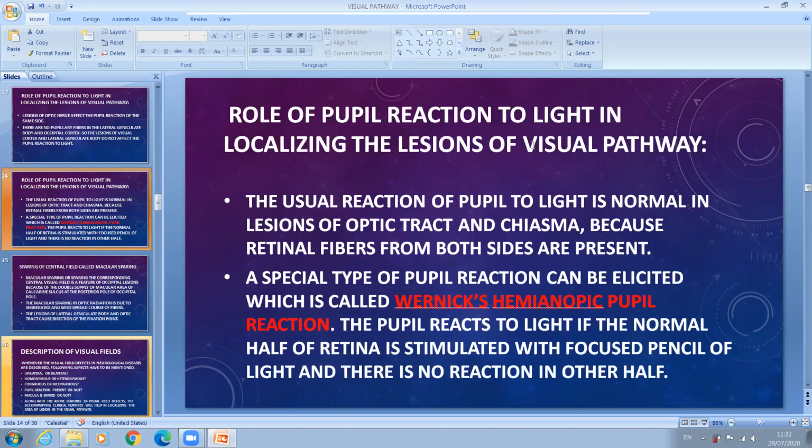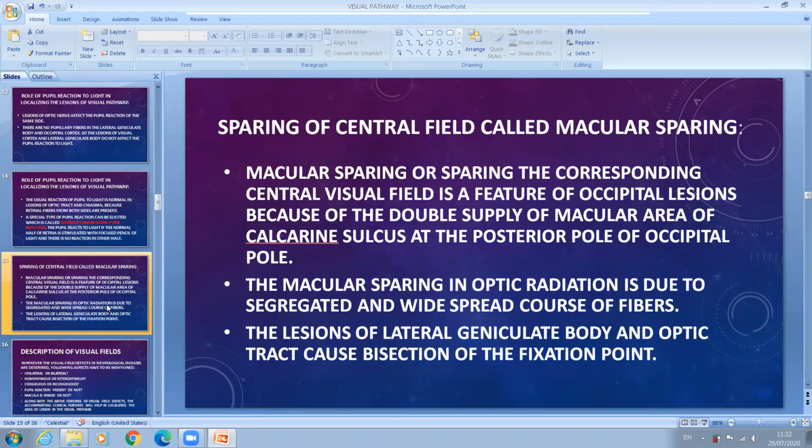There's a very important and fancy name given to the pupil reaction in cases of the optic tract, because half of the optic tract is from one side and half is from the other side. If the half on the affected side is eliminated, there is no pupil reaction, and this is tested by a very specified, concentrated, thin ray of light. This is what is called Wernicke's hemianopic pupil reaction. This is only to make you understand that it is the disease of the optic nerve which affects the pupil reaction, and all other areas are not affected.